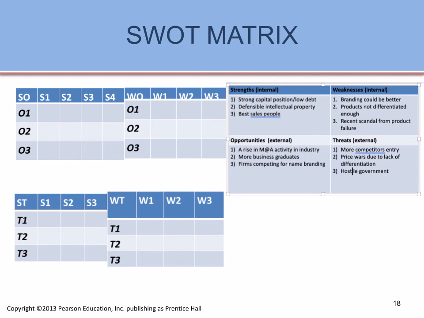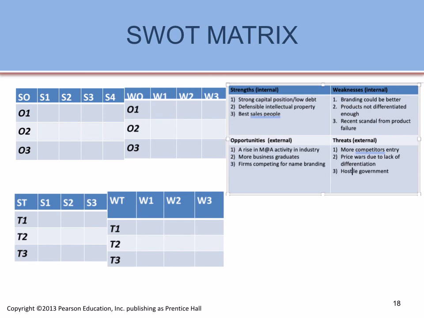So this time, we're matching internal strength with external threat. For instance, try to match the strong capital position with a hostile government, right? I chose those two. Well, you can choose any factors you want, as long as you're following the rules, as long as it makes sense.